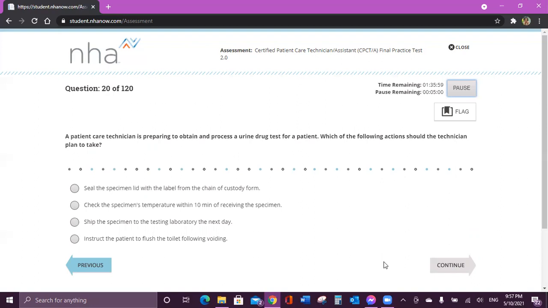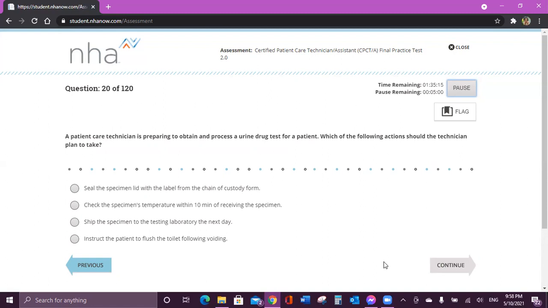A patient care technician is preparing to obtain and process a urine drug test for a patient. Which of the following actions should the technician plan to take? See the patient leave with the label from the chain of custody form. Check the specimen temperature within 10 minutes of receiving the specimen. Ship the specimen to the testing laboratory the next day. Instruct the patient to flush the toilet following voiding.